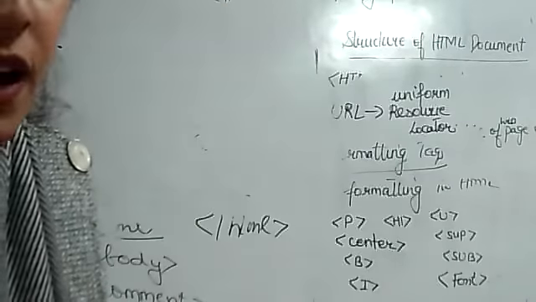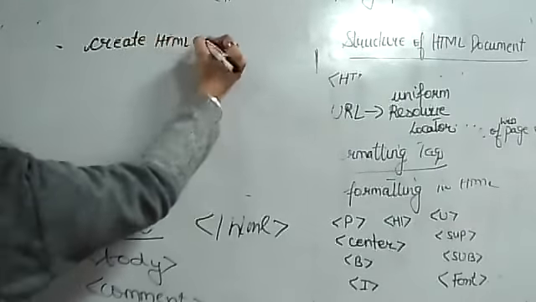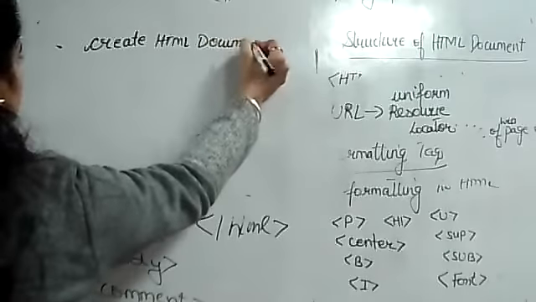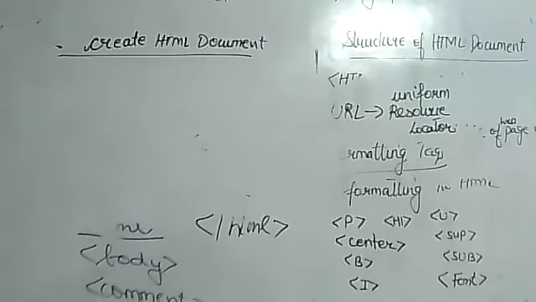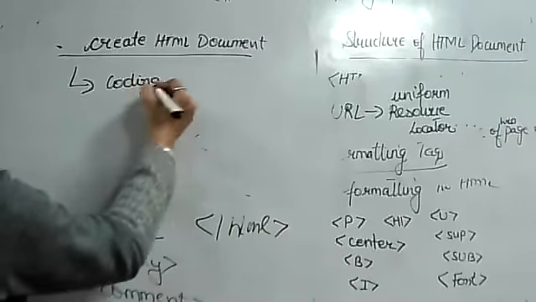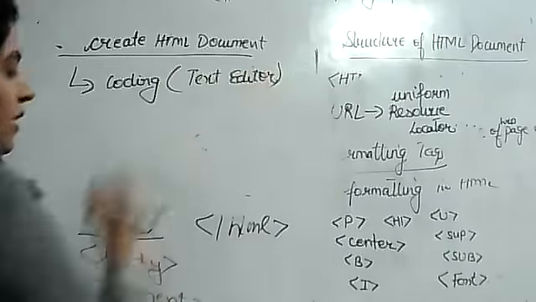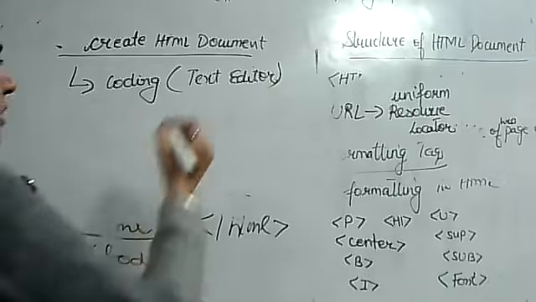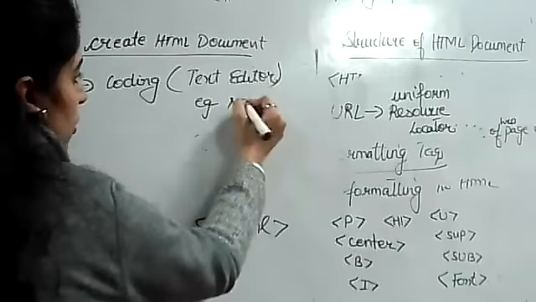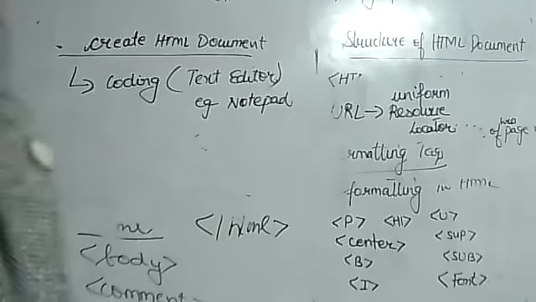The next topic is how to create an HTML document. I already told you, whenever you have to create an HTML document, the coding is to be typed inside a text editor. कोडिंग आप कहाँ पे टाइप करेंगे? टेक्स्ट एडिटर में. टेक्स्ट एडिटर की हमने एग्जांपल कौन सी करी है? नोटपैड. Example of text editor is Notepad.